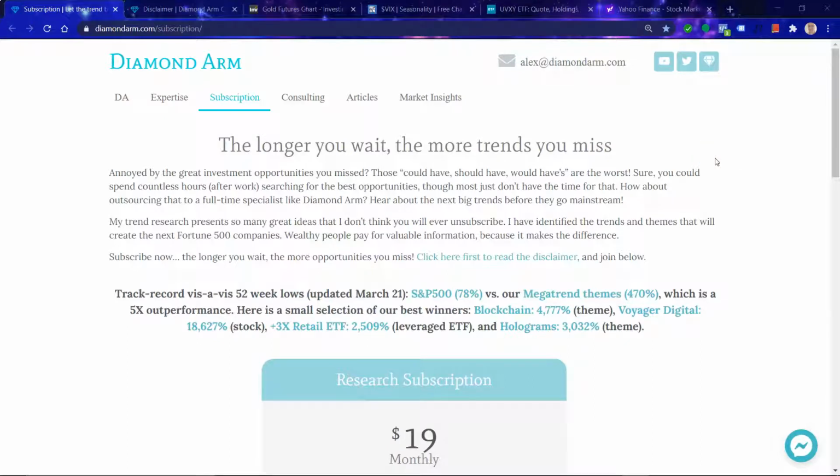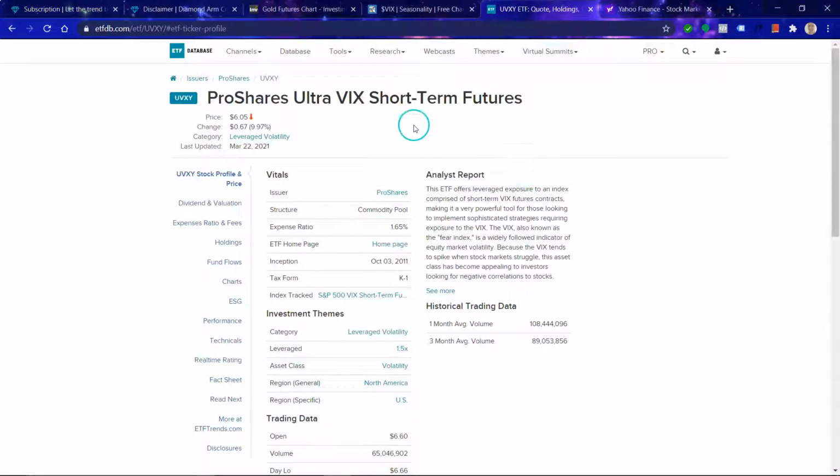Let's look at the Volatility Index, and we will look at a leveraged way to get exposure through the UVXY.